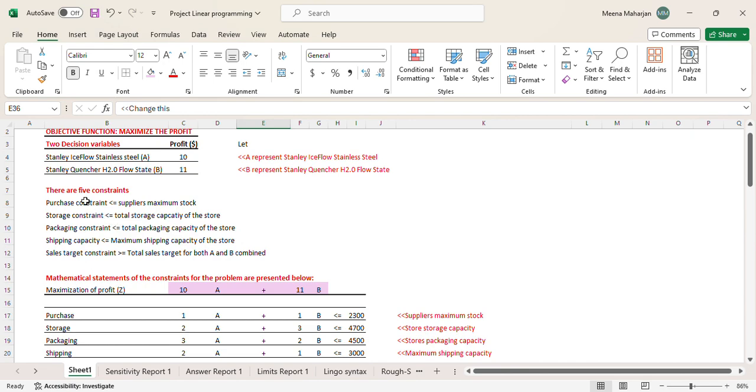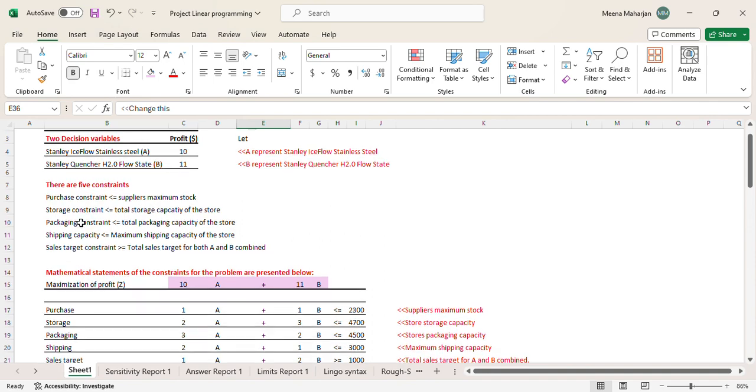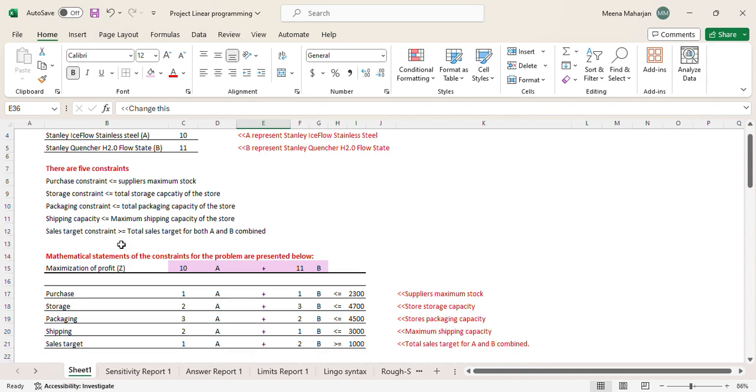Next, we have five constraints in this model, and those are purchase constraints. They are the total stock we can purchase from suppliers. Storage constraint, it is the maximum number of tumblers we can store. Packaging constraint, this is our packaging capacity of the tumblers. Shipping capacity constraint, this is the maximum shipping capacity we have. And the sales target constraints, so this is our sales target that we aim to surpass. That is why we are using greater or equal to sign here.